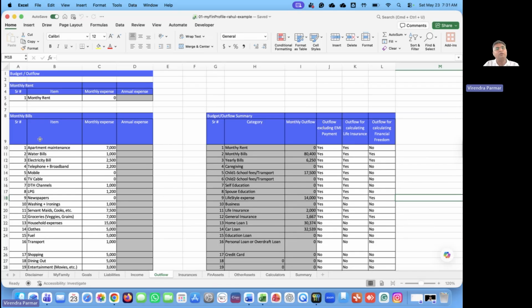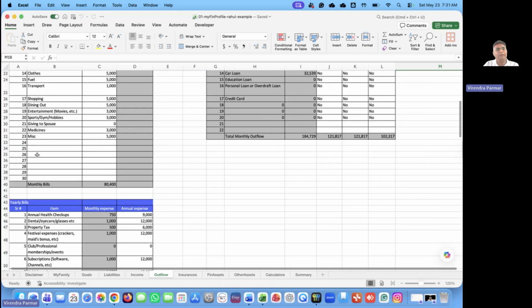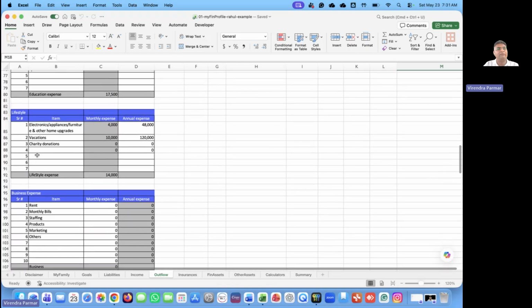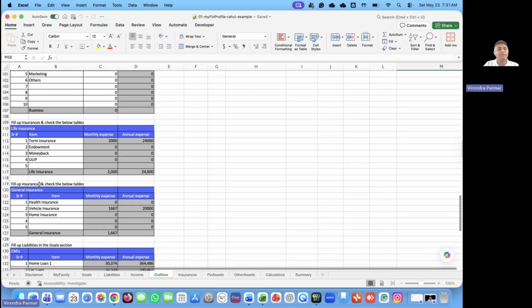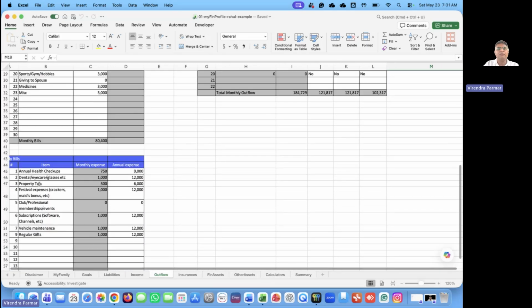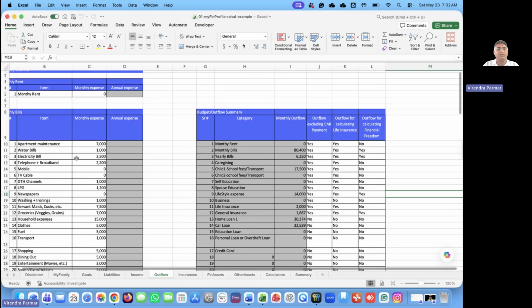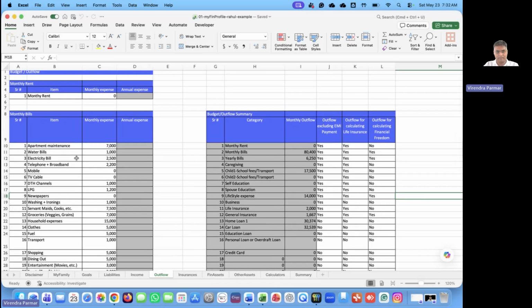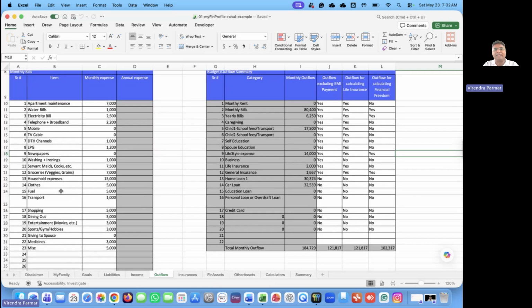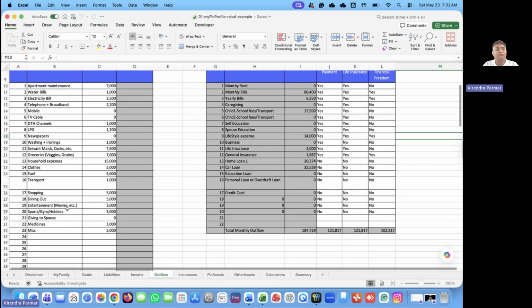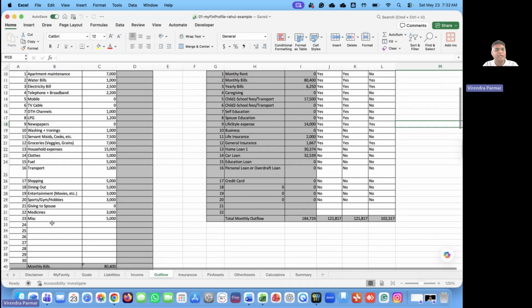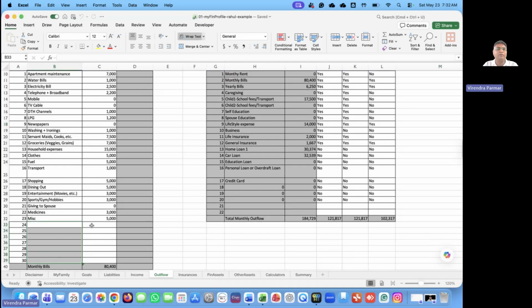Okay, so I've divided the outflow section into monthly rent, monthly bills, yearly bills, monthly caregivings, lifestyle, business, life insurance, general insurance, and EMIs, so as to cover all kinds of costs. So let's get into each one by one. Monthly rent is straightforward. You have to put whatever rent you are paying, or if you are owning a house, just put zero. Monthly bills are also straightforward. There are various categories already given. You can just use them and put the numbers over there. And if some categories are missing, feel free to update anything, or you can just add extra rows and put the numbers over here.